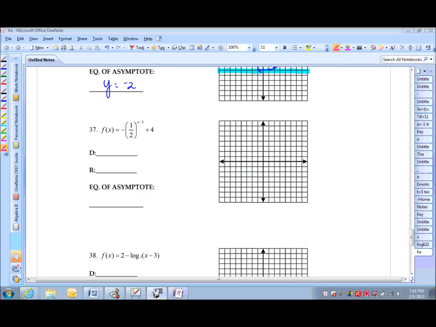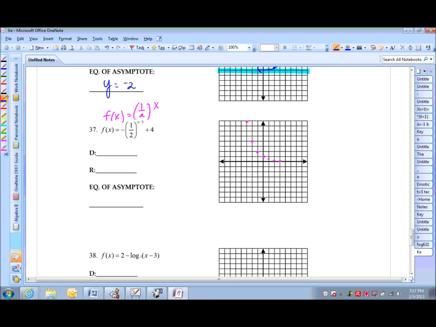In problem 37, we have f of x equals -1/2 raised to the x minus 3 plus 4. And our parent function is going to be f of x equals 1/2 raised to the x. So we plot those parent points, and once again, if you need to remember what those are, go refer back and study those worksheets that we did in class over sections 7.1 and 7.3.